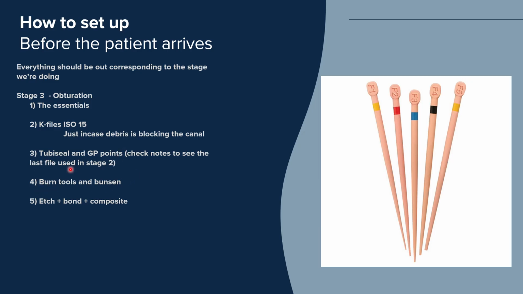You also need burnishing tools. Each clinic, depending on how they do it, will have a couple of ball burnishers or pluggers that may be black on the tips. That's because they've been heated up by the Bunsen. We heat it up and then melt the GP point there, and that just leaves this bit here in the tooth and makes it flush, and we'll show you what that looks like later on. And then for your final filling, you need your etch, bond, and composite, depending on the dentist's preference.